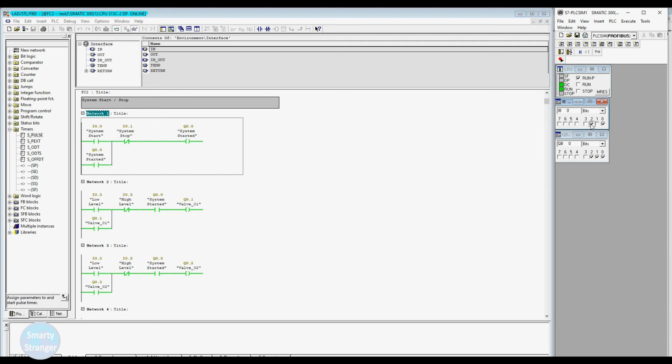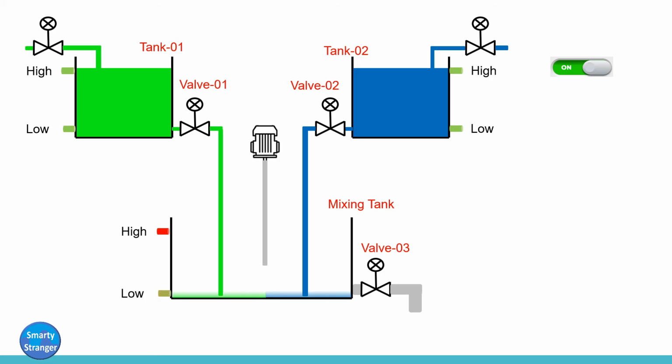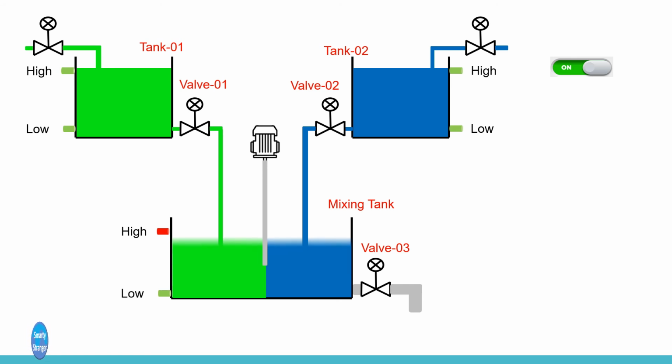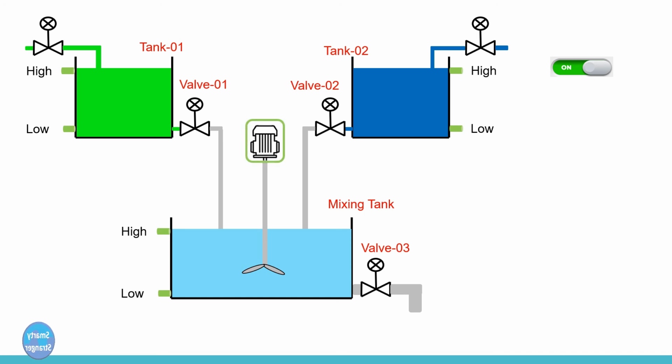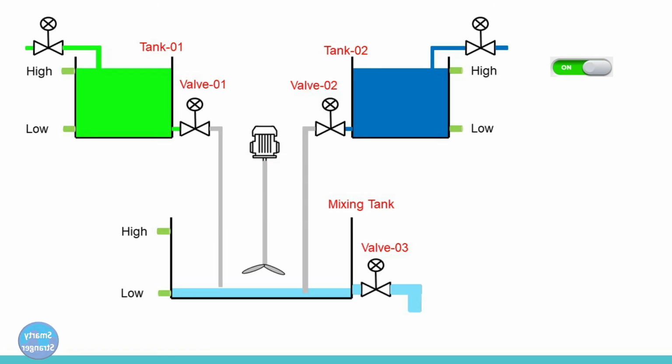Now when the low level sensor detects the level of water, it gives command to valve 01 and valve 02 to open. Valves start filling the mixer tank. When the high-level sensor detects the level of water, it gives a close command to the valves and starts the mixer for 10 seconds. After 10 seconds the mixer stops and gives command to valve 03. It remains open for 10 seconds to empty the tank.